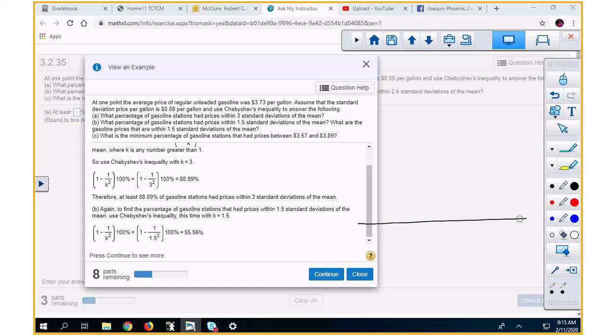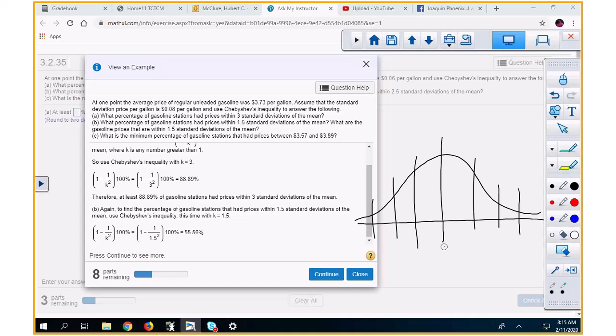And the only reason I'm drawing the curve is so that you can understand what's going on. It's the same thing as z-score. 1, 2, 3 standard deviations, -1, -2, -3 standard deviations. What did I tell you about the word within? Within means what? Positive and what? Negative. So 1.5, they want to know this area right here.